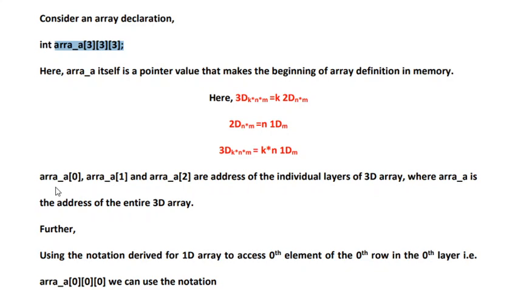Now here, arr_a[0], [1], and [2] will be representing the address of the individual layers. In the case of a two-dimensional array, it was representing the address of the individual rows. So here it will be representing the address of the individual layers. And arr_a[0] along with the row index will be representing the base address of the individual rows. So arr_a[0][0] will be representing the base address of the 0th row in the 0th layer, right? So that is the way interpretation will be done.